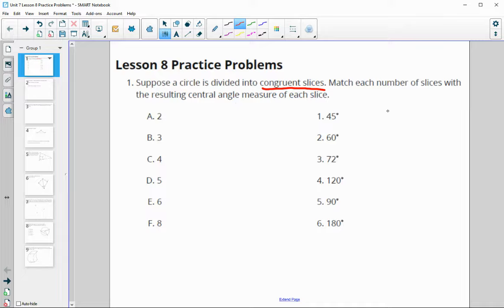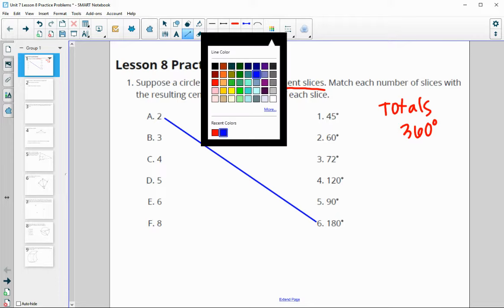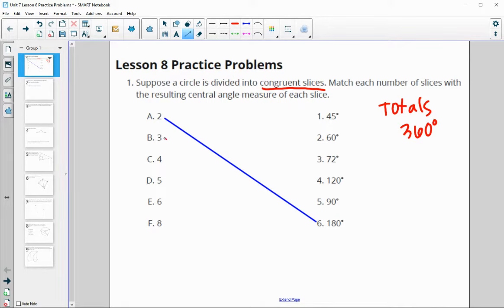So remember that a circle totals 360 degrees. So we're just going to take 360 and divide it by each of these number of slices, and that's going to be our central angle. So 360 divided by 2 gives us 180. 360 divided by 3 gives us 120. 360 divided by 4 gives us 90.